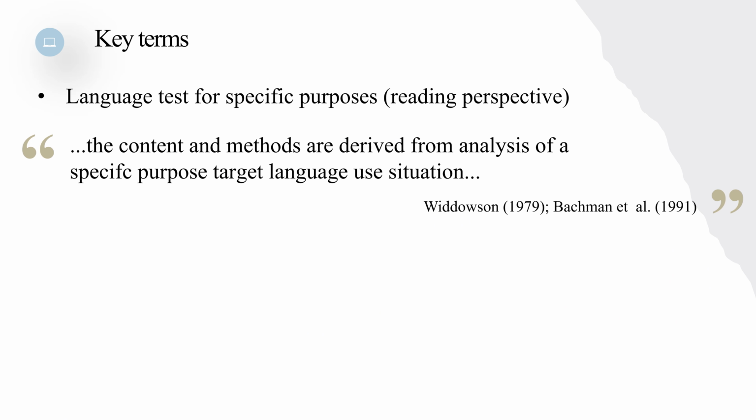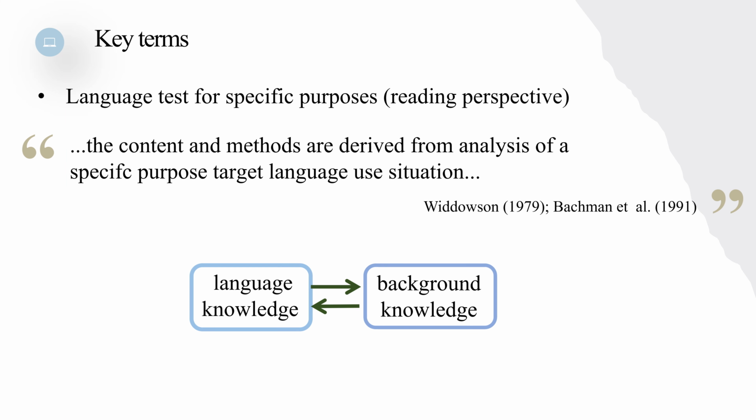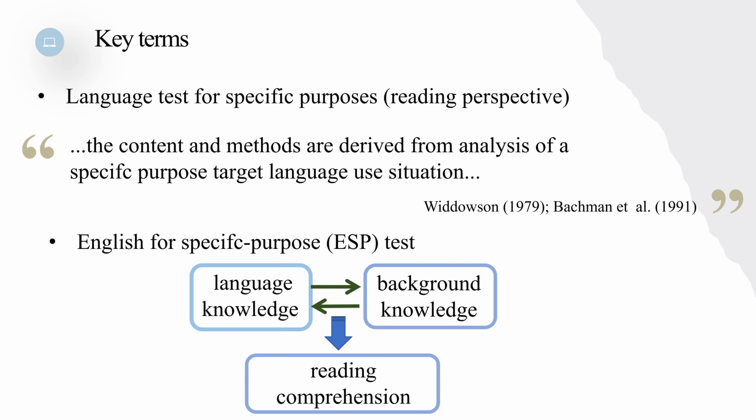This article has set its roots as a language test for specific purpose. According to the definition by Bachman and his colleagues, the contents and methods in LSP tests are derived from the analysis of a specific purpose target language use situation. It is suggested that the LSP test allowed for interaction between language ability and content knowledge. This article has taken a specific look at the reading in English for specific purpose test (ESP test) and investigated how the interaction of language proficiency and background knowledge would affect reading comprehension.